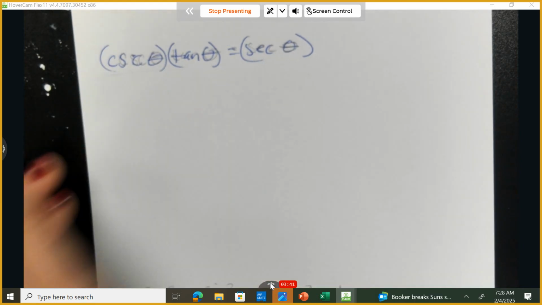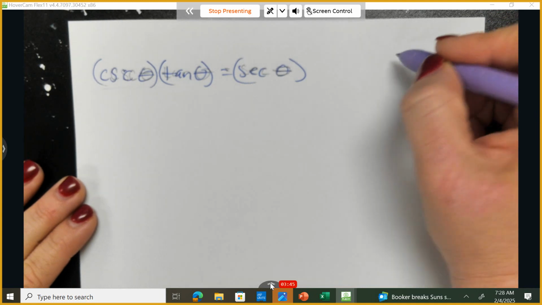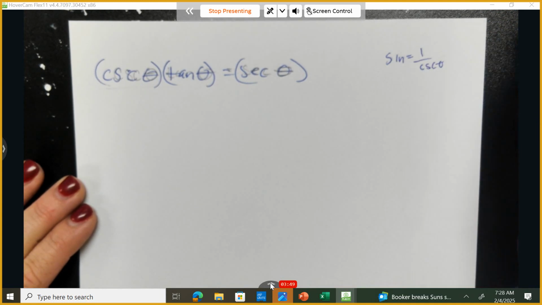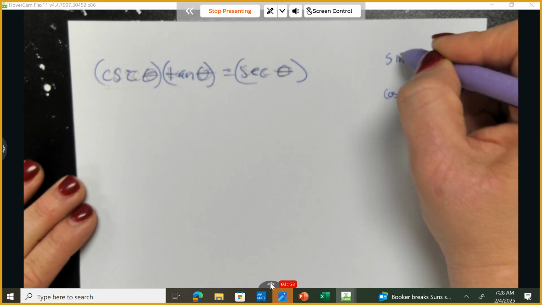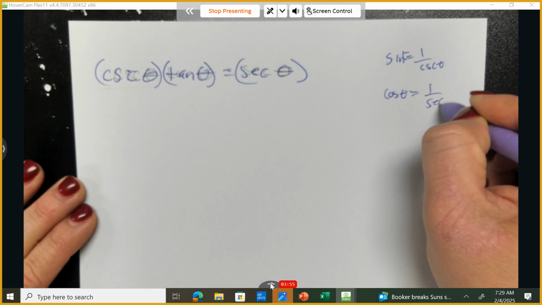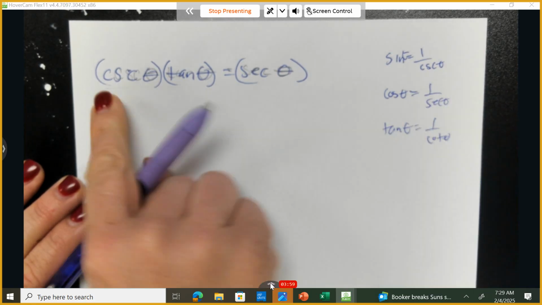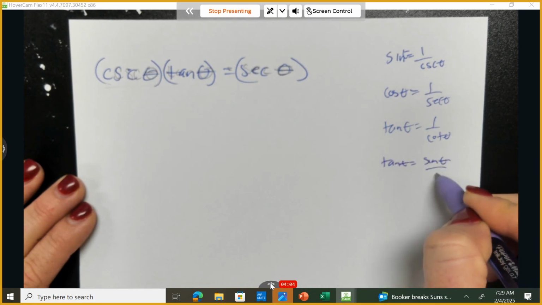Well, let's start here, and I'm just practicing here. I'm going to come off to the side, and I'm going to be lazy here. I'm going to write down sine equals 1 over cosecant. I know cosecant equals 1 over sine. I'm going to write down cosine equals 1 over secant. Tangent equals 1 over cotangent. And then this, I think, is going to be more important. Tangent, and sometimes students forget this, is sine over cosine.